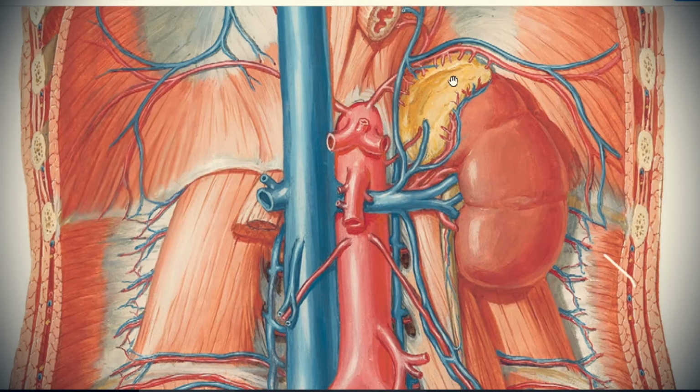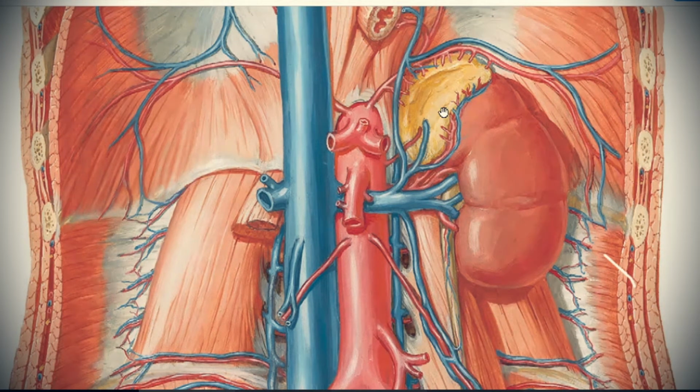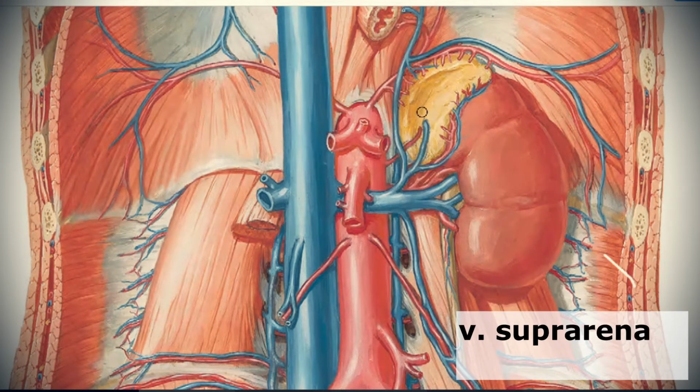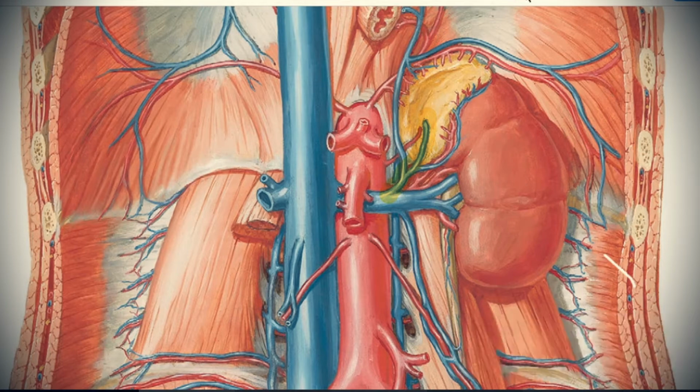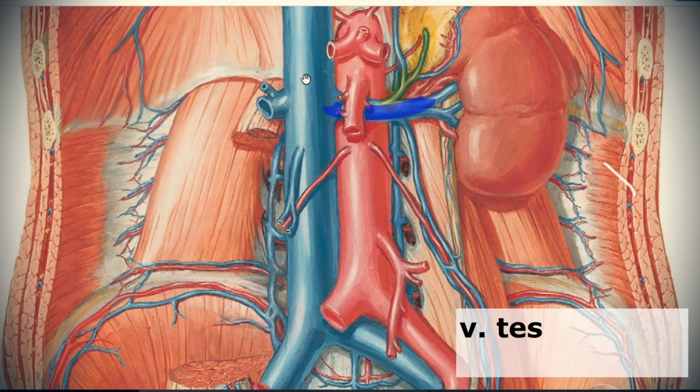Next, we have the suprarenal gland, glandula suprarenalis, so we will have the vena suprarenalis. But here there is a feature. Only the right vein will fall into the vena cava inferior, only the vena suprarenalis dextra. The left one, as you can see, the vena suprarenalis sinistra, falls into the vena renalis sinistra, the left kidney vein.